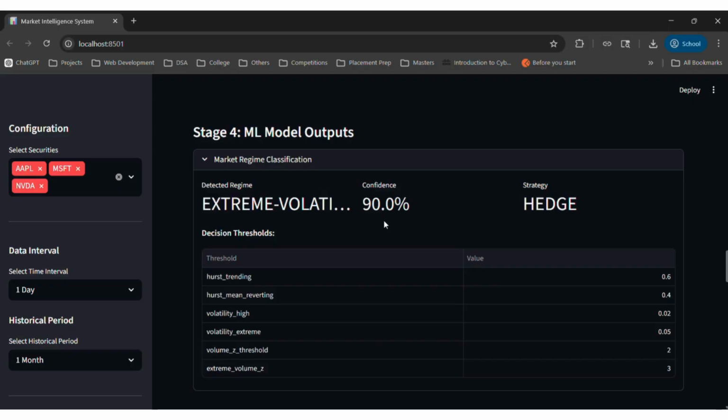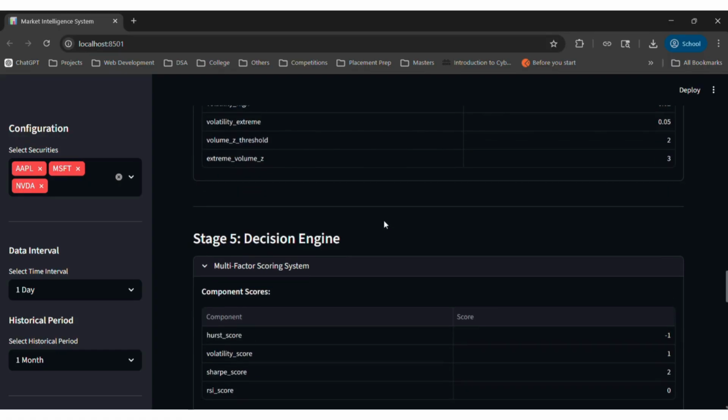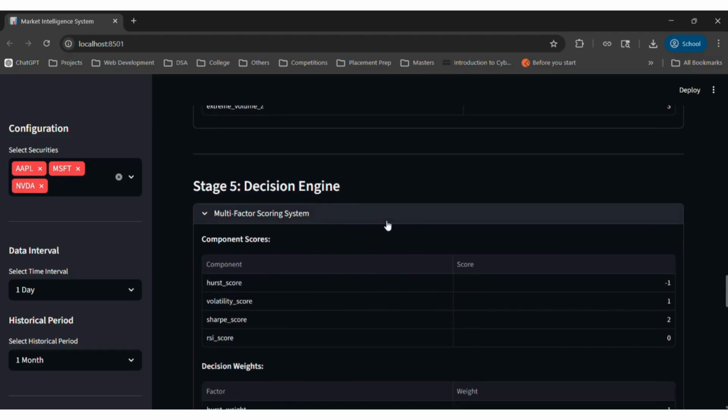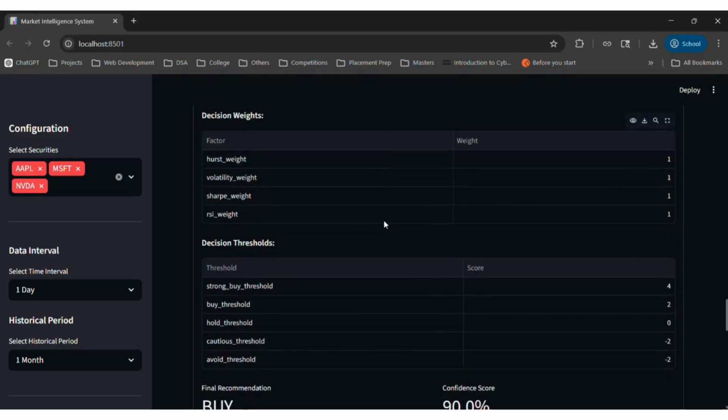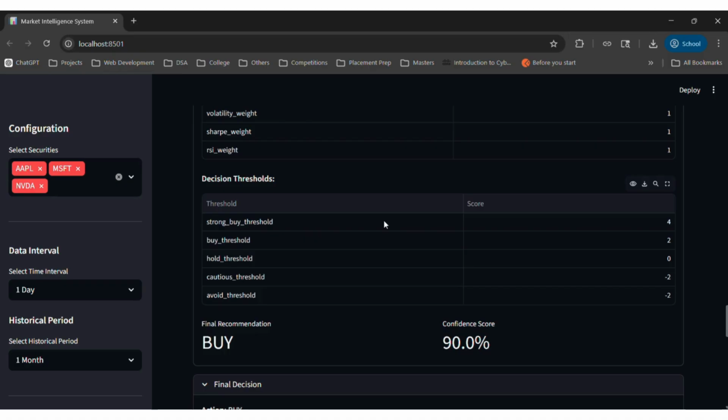The decision engine, which is one of the most critical components. Here, we compute a market attractiveness score using Hurst score, volatility score, Sharpe score, RSI score. What this does? Instead of multiple conflicting signals, we aggregate them into a single score, apply thresholds, and generate a final recommendation of either buy, sell, hold, or avoid.